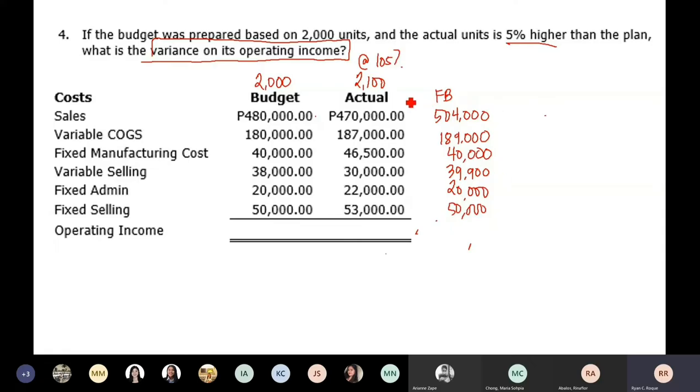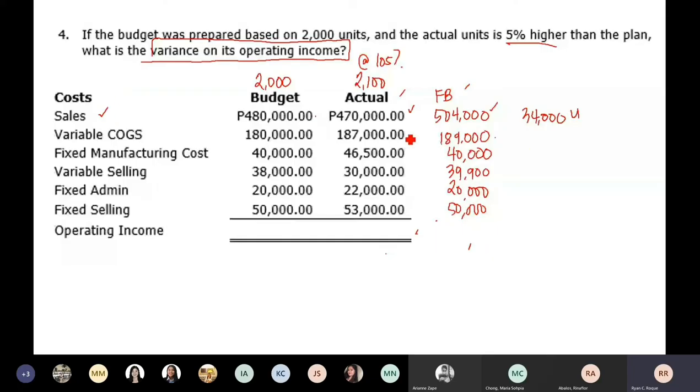Okay? So, again, compare the actual with the flexible budget. Magkano ang variance natin sa taas? 504 less 470, 34,000. Pero ang tanong, is it favorable or unfavorable? We expected 504, but the actual is only 470. So, therefore, ito ay unfavorable because ito ay sales.